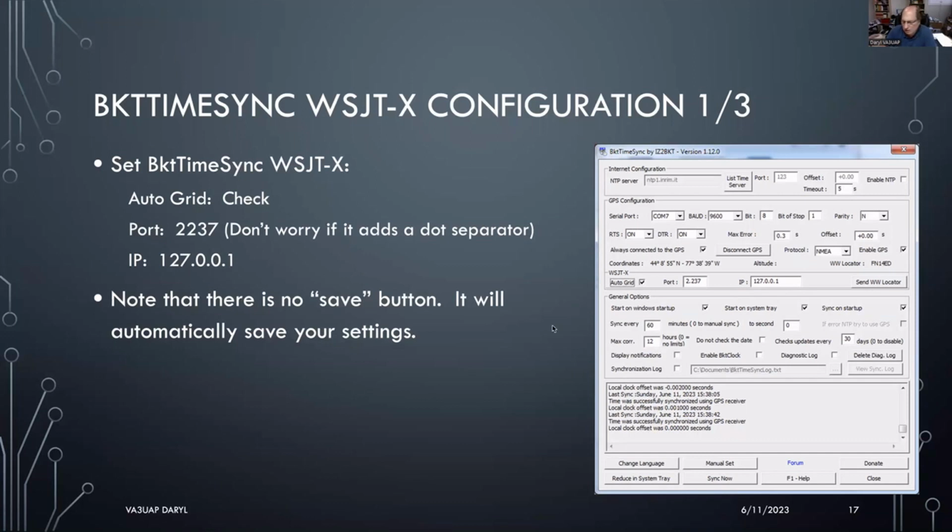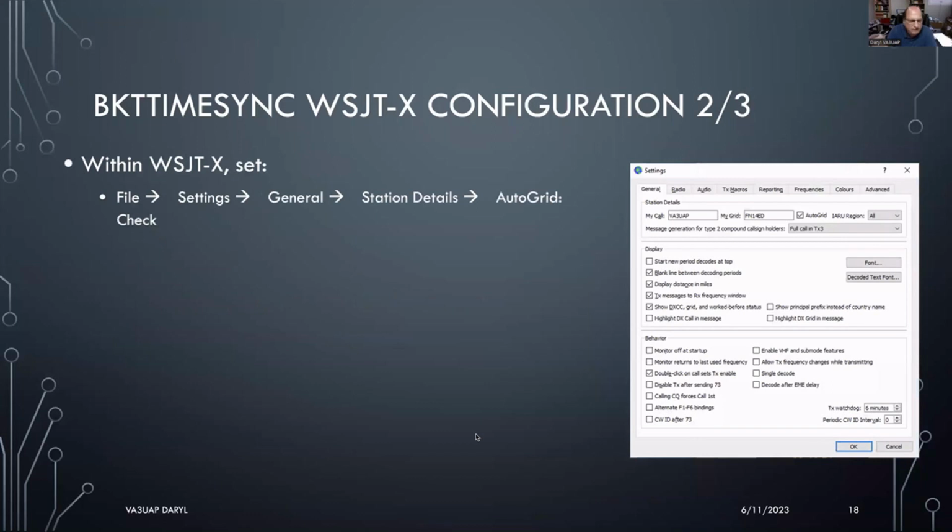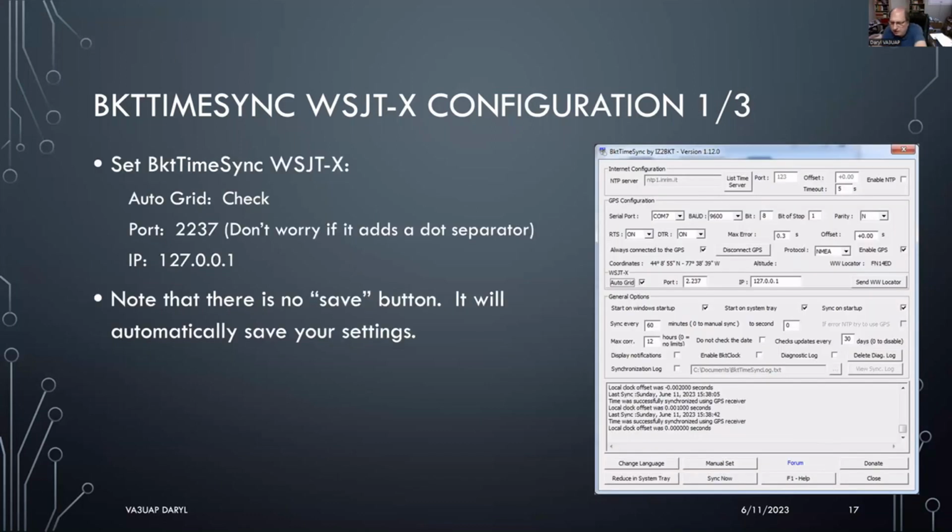Okay. Just so that you know, when we make all these changes, there's no save button for this program anywhere down below. As we make the changes, it automatically saves them. Okay. So that's the only configuration you needed for WSJT-X in BKT TimeSync, is that one line, those three entries.